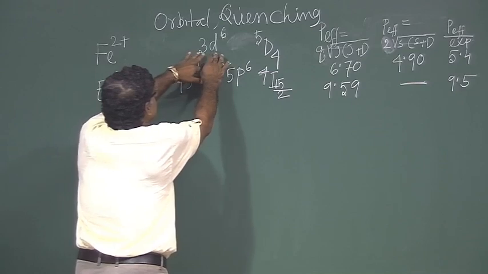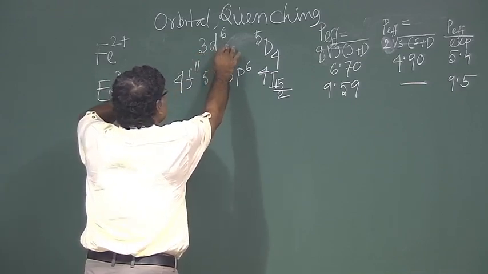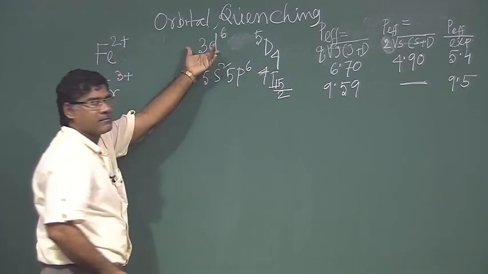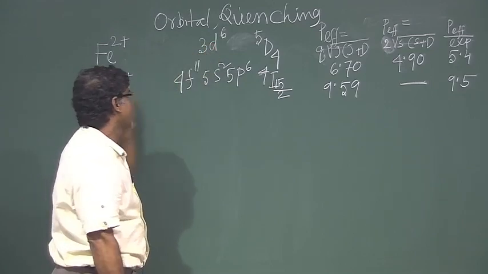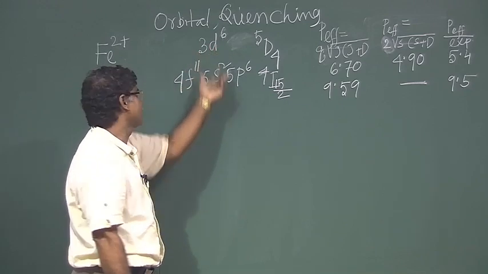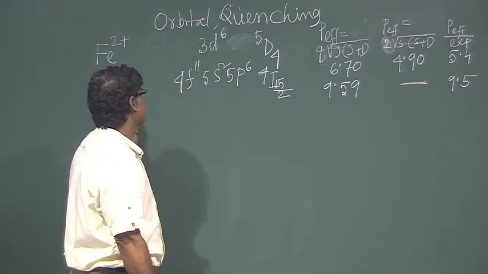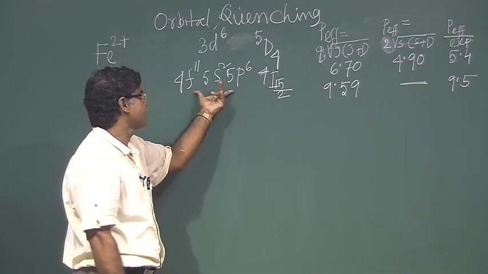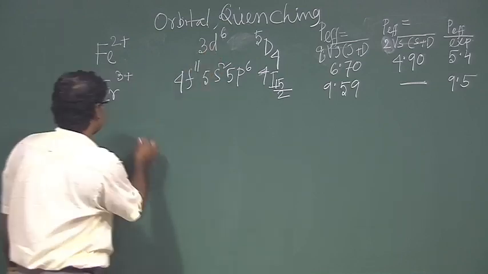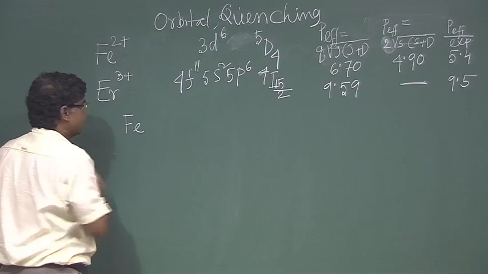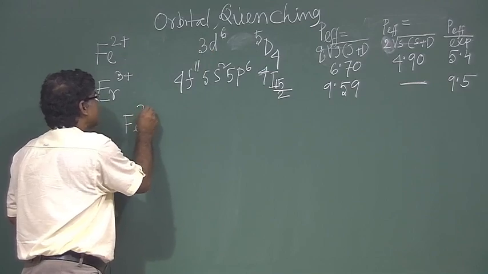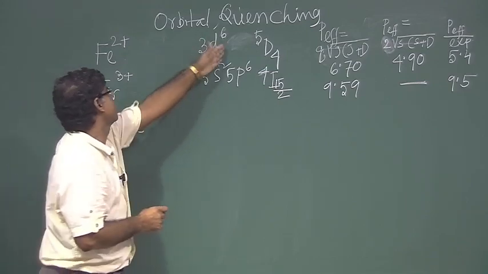So, this is how we get 3d6 4s2 for the iron atom, so that you can hopefully write the electronic configuration, and from there you can get this one. In case of the iron ion also you can find out the electronic configuration. Now, atoms have this electronic configuration. In case of iron 2 plus ion, because of 4s2, these 2 electrons have gone.